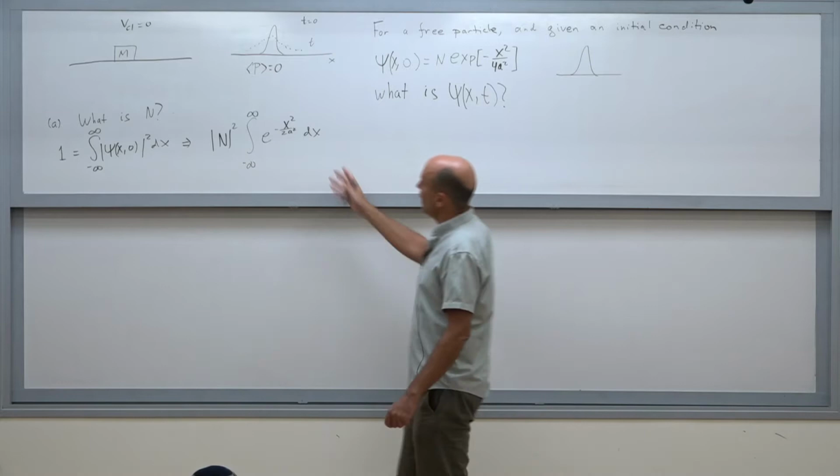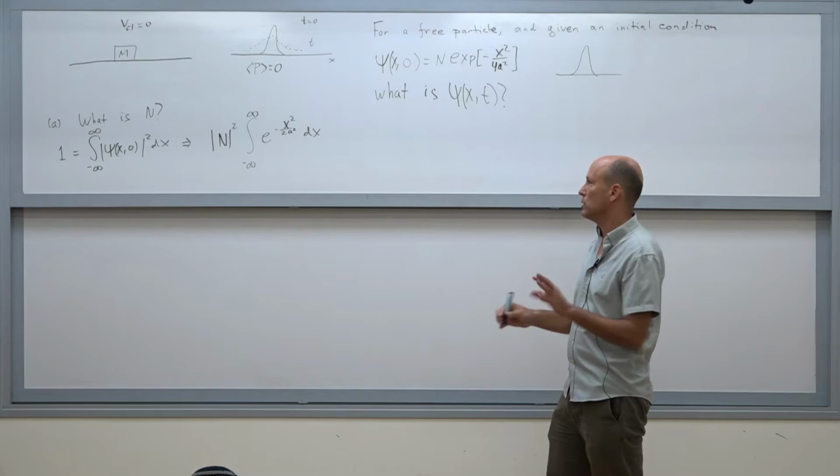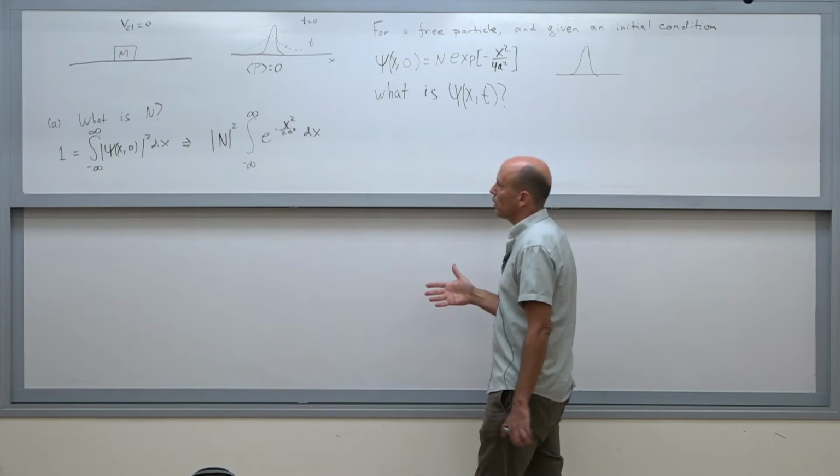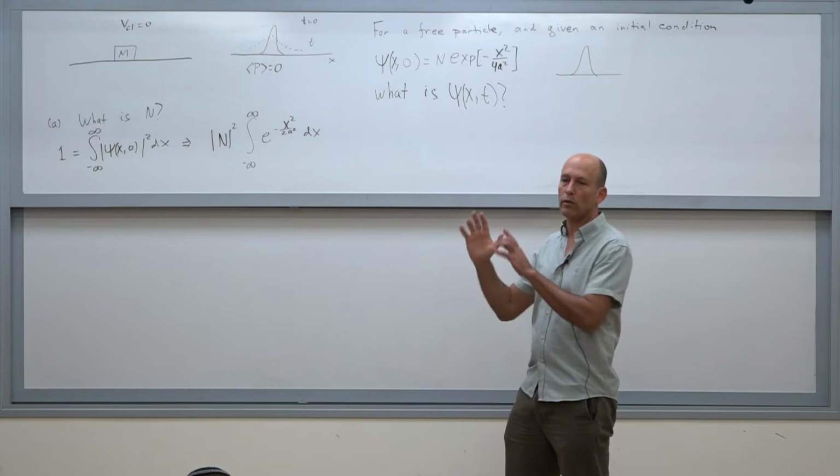Now, this is a well-known integral, and you should know these types of integrals by heart by now, more or less. You saw them. These are Gaussian integrals. It's a family of integrals that you should know. You should know the Fourier transform of a Gaussian.